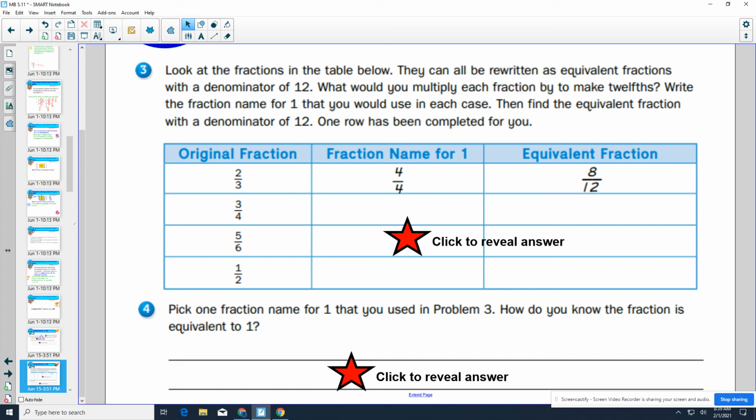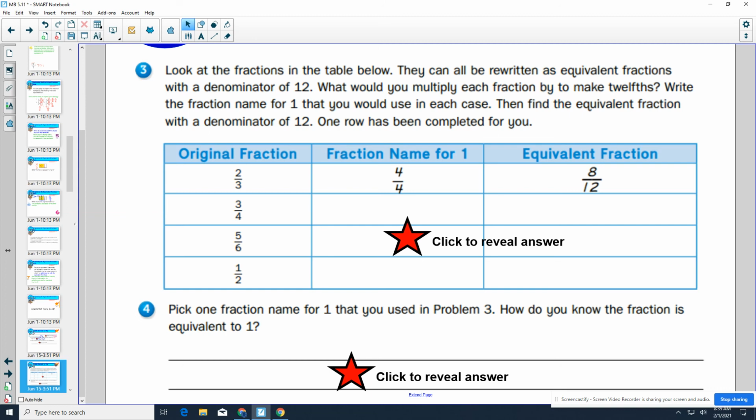Okay, so look at the fractions in the table below. They all can be rewritten as equivalent fractions with a denominator of 12. What would you multiply each fraction by to make 12s? Write the fraction name for 1 that you would use in each case. Then find the equivalent fraction with a denominator of 12. One row has been completed for you.